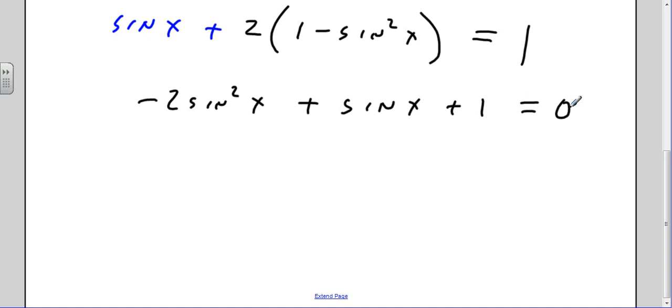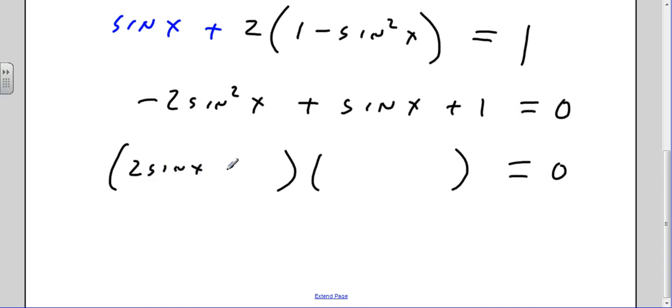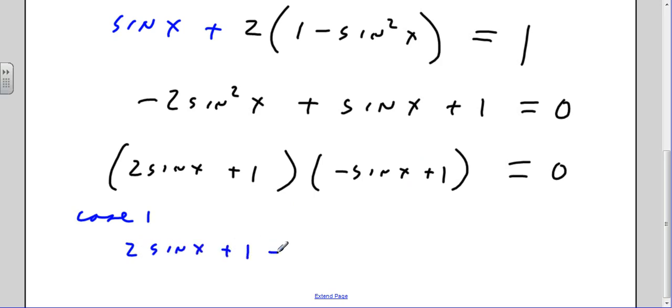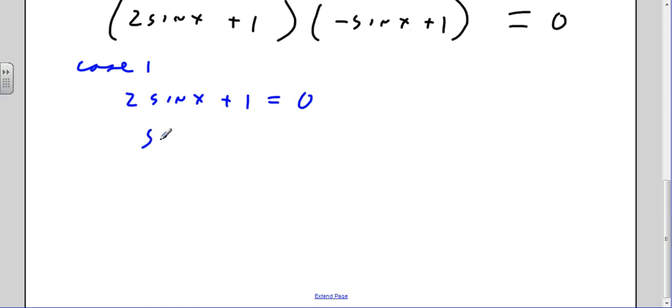And then I ask myself, can I factor that? And clearly I could use the quadratic formula, but it looks like I can factor that. So I'm going to have 2 sine x plus 1 and minus sine x plus 1. And I got minus 2 sine squared, I get plus sine, and so that'd be okay. So now I need to find two cases. Case 1: 2 sine x plus 1 is equal to 0. So the first case, sine x is equal to minus a half.